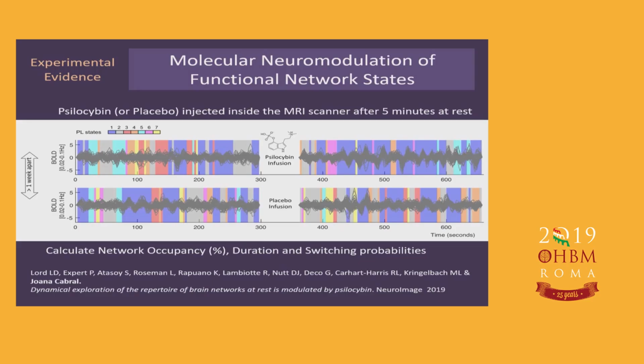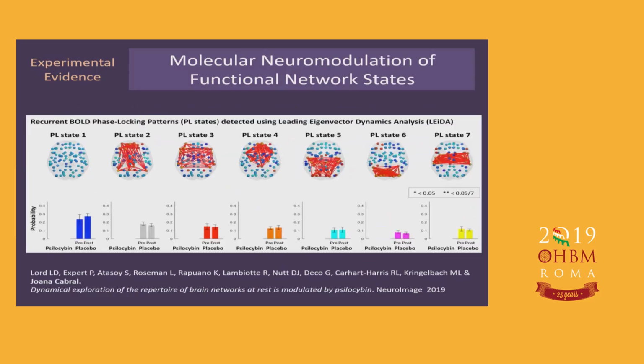So in this data set, what we found was that when they were injected with placebo, so here are the different states, and here is the probability of occurrence or the occupancy of each of the networks. So this is before and after injection of placebo. I will start with the placebo because then it's more illustrative.